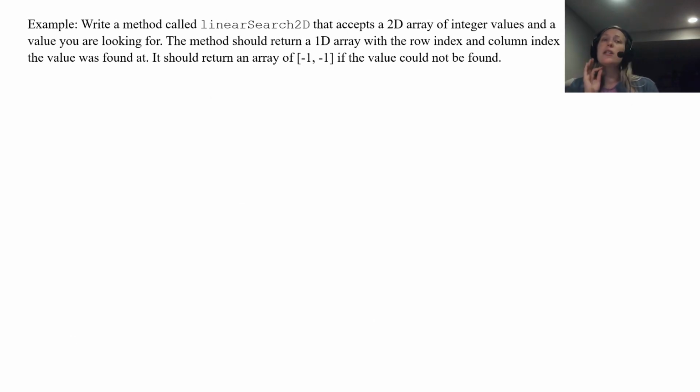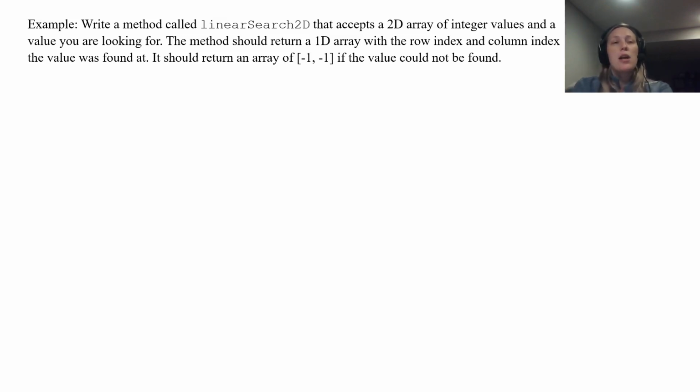Okay, so here's the instructions for this particular algorithm we're going to write. Again, it's going to change slightly depending on your instructions, but here's an example one, okay? It says write a method called linear search 2D that accepts a two-dimensional array of integers and a value you are looking for. So there's going to be two parameters here. The method should return a one-dimensional array with the row and column index the value was found at. It should return an array of -1, -1 if the value could not be found. Perfect. That's all we need. That's all the instructions we need, and we can put together a pretty little method from there.